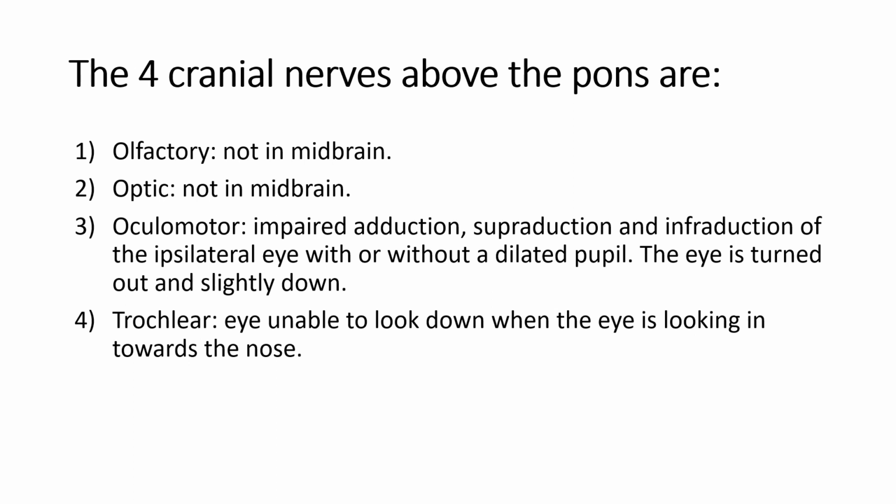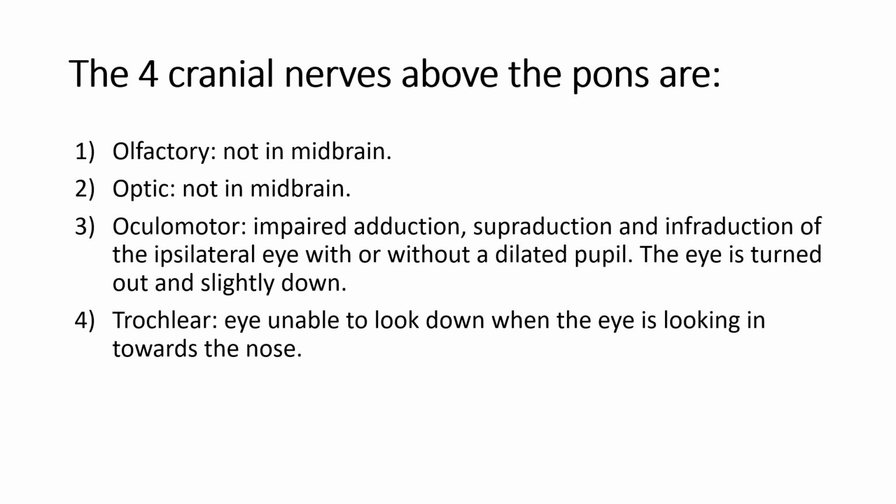Ocular motor, cranial nerve 3. If we see a deficit here, we're going to see impaired adduction, supraduction, infraduction, everything that cranial nerve 3 does. So cranial nerve 3 controls all the eye movements except for lateral rectus is 6, superior oblique is 4. Everybody else is cranial nerve 3, including pupil.